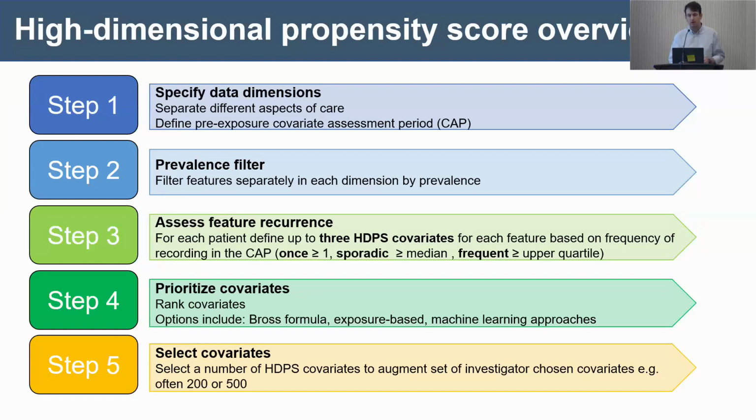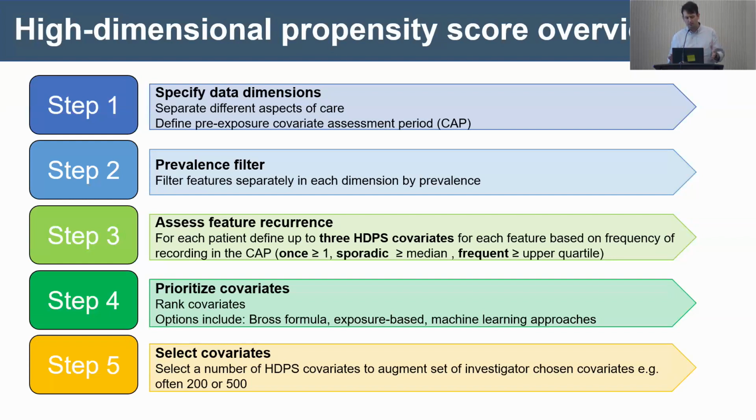So throughout this talk, I'll be referring to specific features of the HDPS algorithm, and I'll just outline the generic steps here. If we assume we have a set of investigator-specified covariates, we could then supplement them, firstly by specifying a number of data dimensions containing pre-exposure features, maybe separated by different aspects of care within the system that we're studying. And in step 2, we might assess the prevalence, so filter based on the top number of most prevalent codes or features within each dimension.